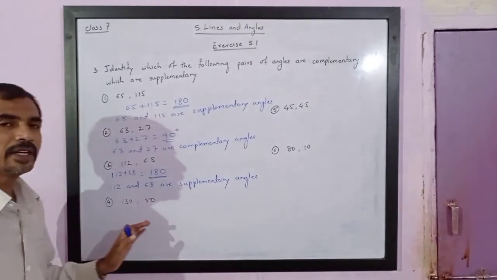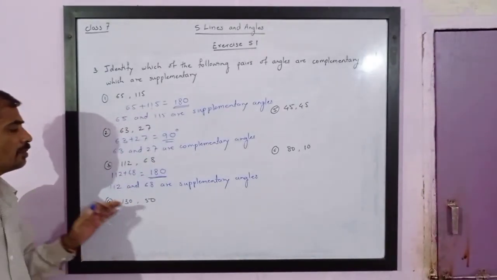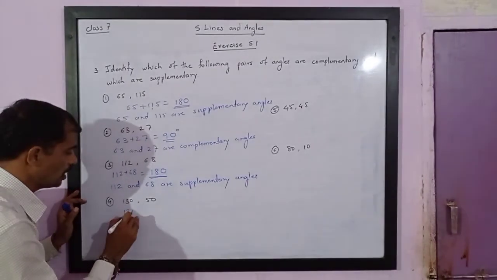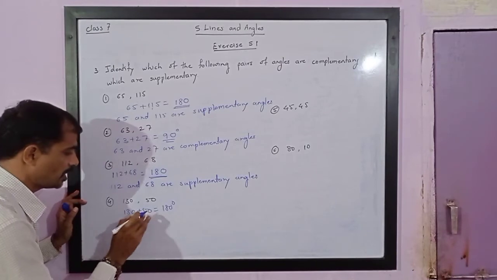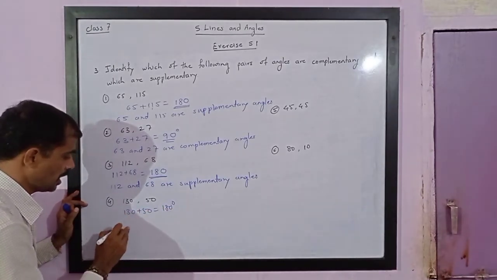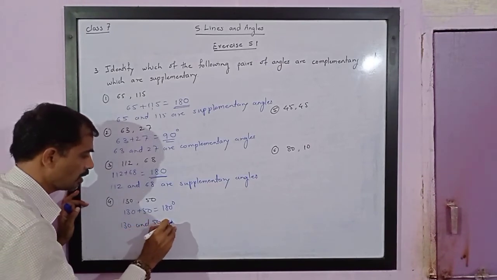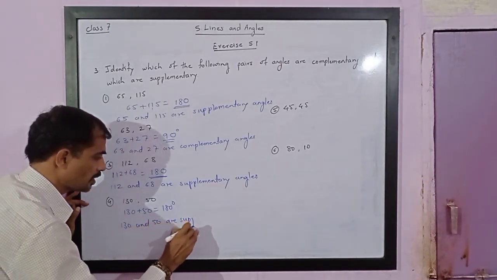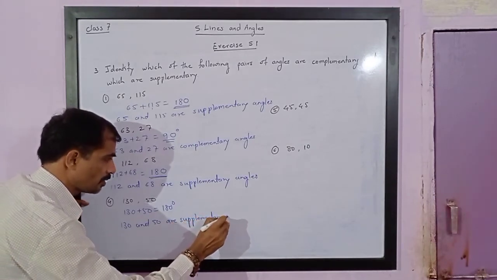Next is 130 and 50. Let us do their addition. If the addition is 180 degrees, we call them supplementary angles. So here 130 plus 50 is equal to 180 degrees. 5 plus 3 is 8, and 1 from the hundreds place. So it means 130 and 50 are supplementary angles.